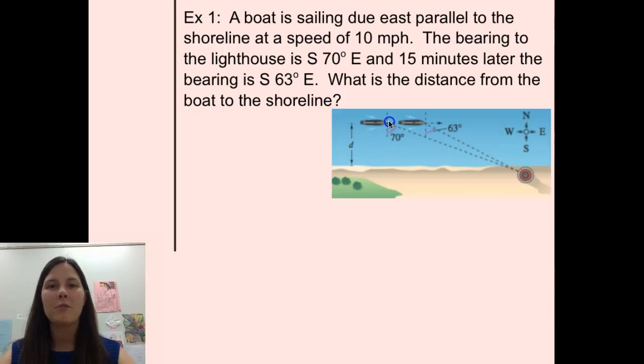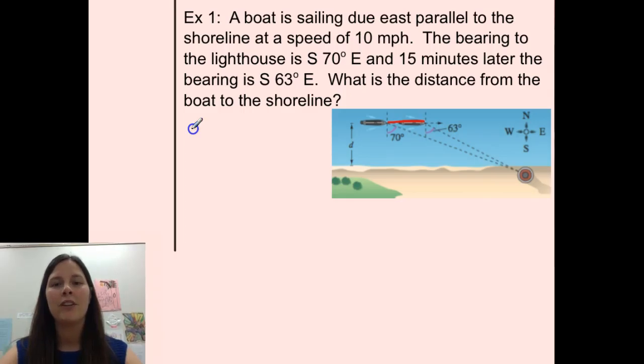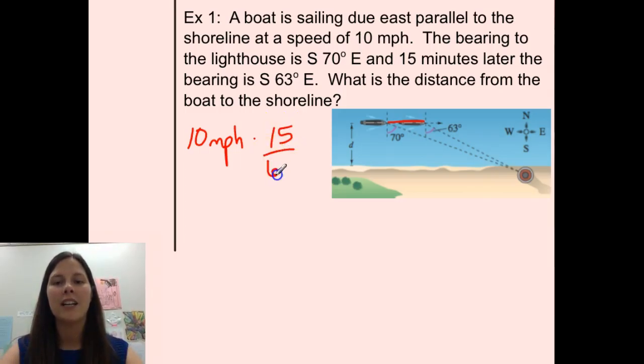The only piece of information that we are told is how fast the boat is traveling. So that will give us the horizontal distance here. To find the length of that distance, we figure out how fast it's traveling, which is 10 miles per hour, and then we multiply by how many hours it's been traveling. We were told that it's been traveling for 15 minutes, so we need to convert that to hours by dividing. So 10 times 1/4 gives us 2.5 miles.